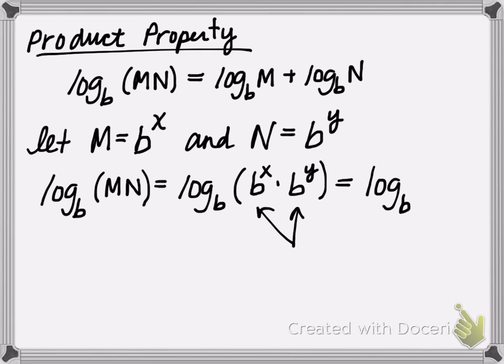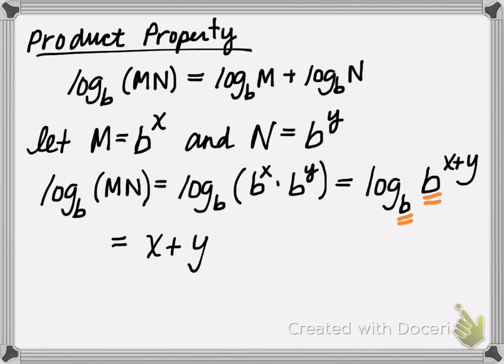So this would be the same as log base b of b raised to the x plus y power, now that I've added my exponents. But we know our inverse property of logarithms, which says that when the base of the logarithm is equivalent to the base in the argument, these essentially undo each other. That's that inverse relationship, and we'll be left with just the exponent. So log base b of b raised to the x plus y power is actually just x plus y.